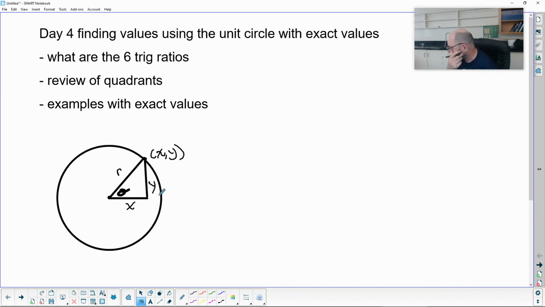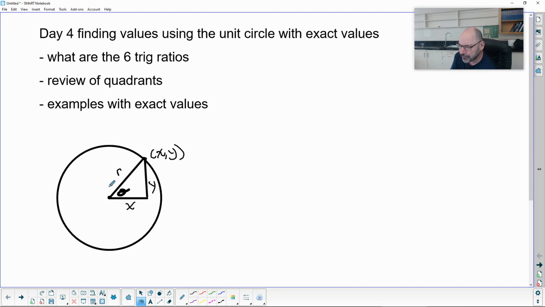Now in the unit circle, r is 1, right? But this applies to all circles and all triangles and all ratios. So r doesn't always have to be 1. It could be some other number, depending on how big your circle is.